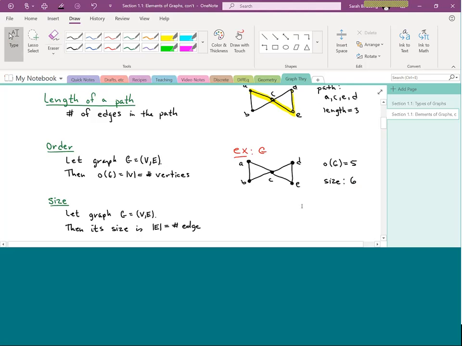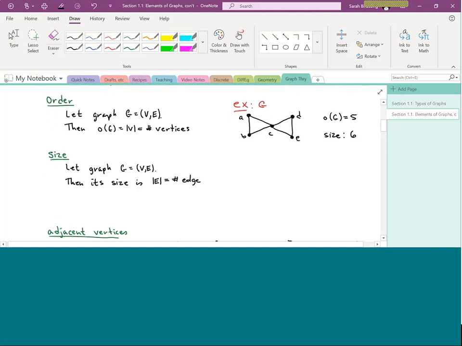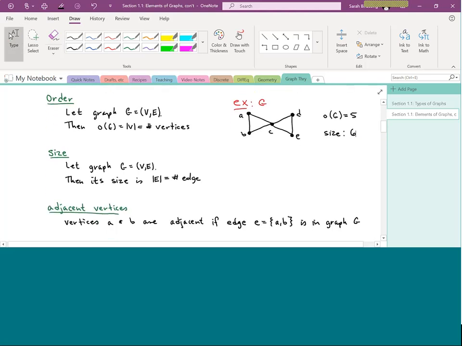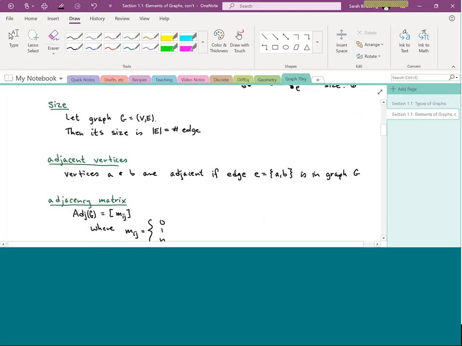So if you ever see the words order or size, it's totally just referring to how big your graph is, one of vertices, one of edges. Now the next things are something that I on purpose skipped last time that ties into adjacent edges and adjacent vertices and incident edges. Now we did the definition. I went ahead and repeated the definition right here.